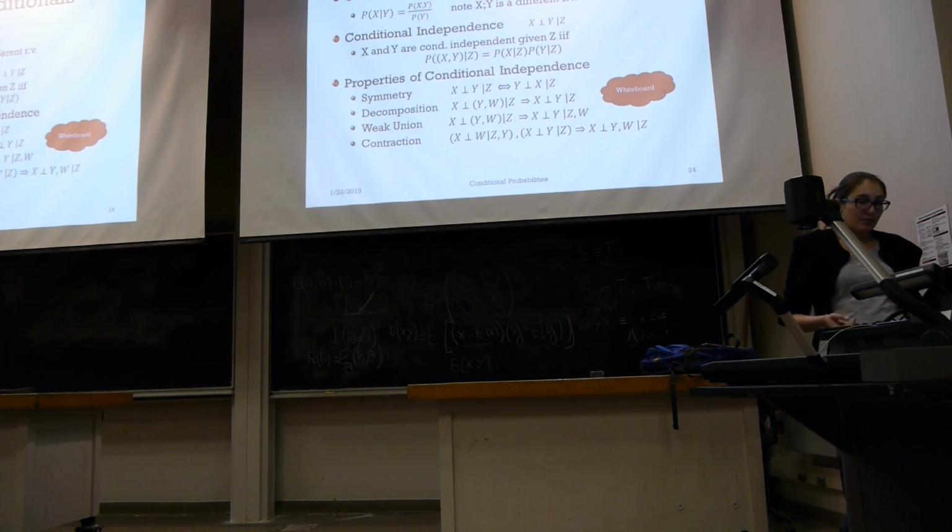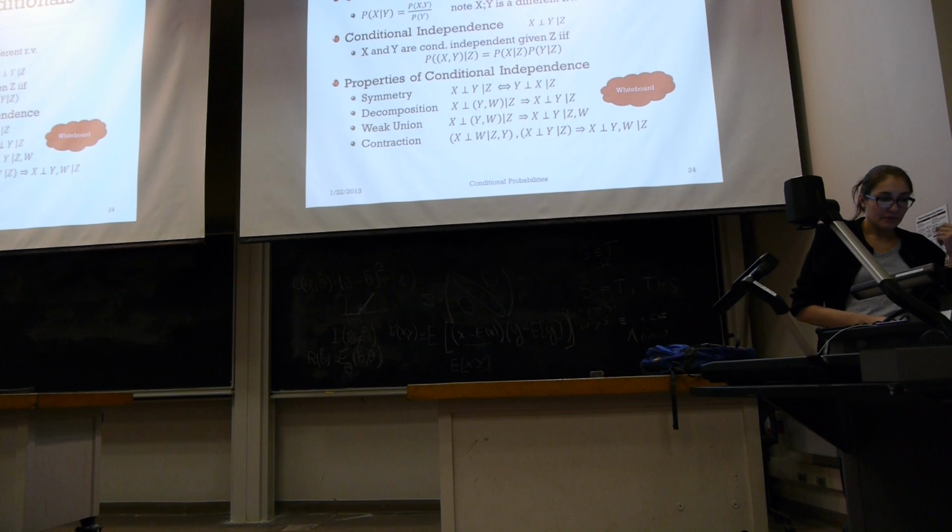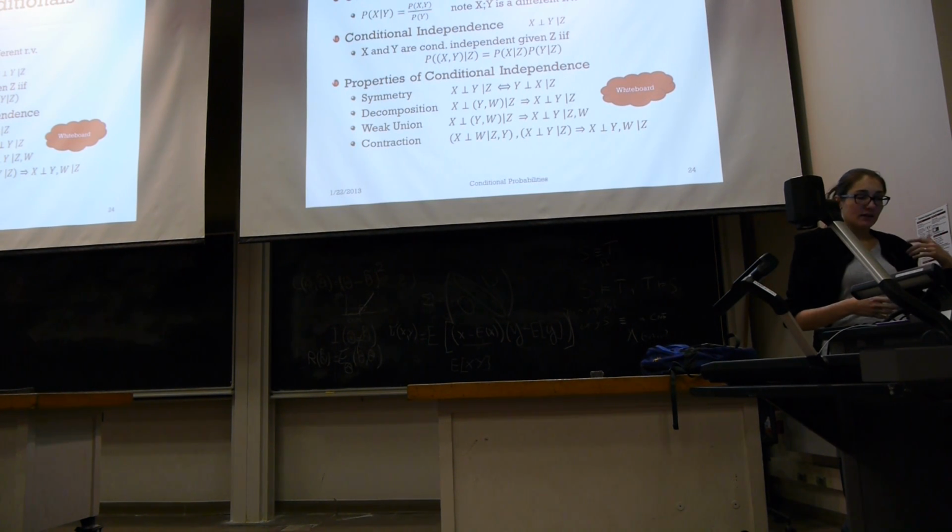Now, conditional independence means that the joint variable x, y given z, the probability distribution of that variable can be written as a product of x given z and y given z. So x given z and y given z are two independent variables.